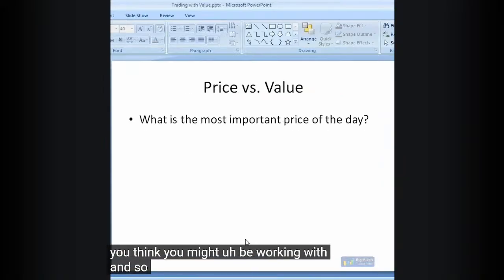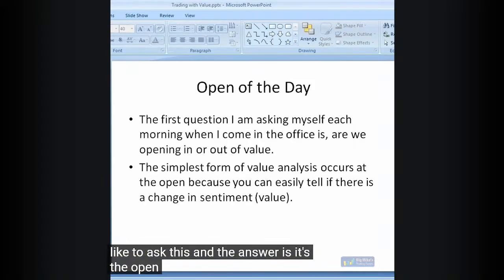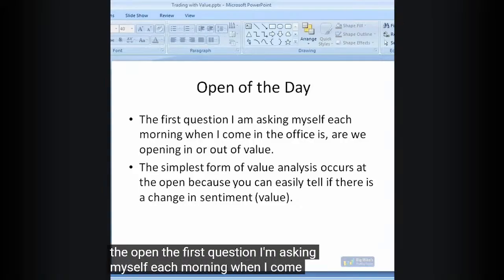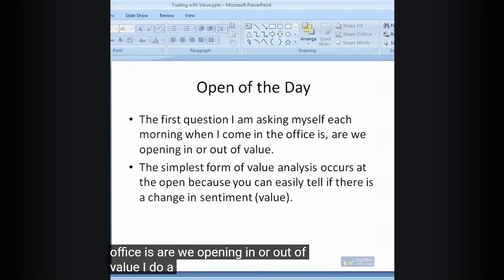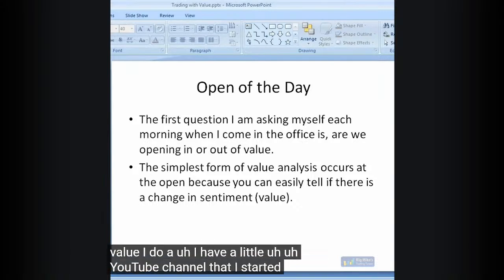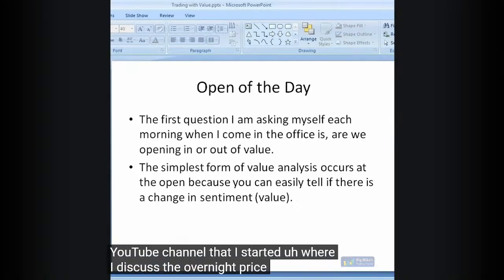And so price versus value, what's the most important price of the day? I always like to ask this. And the answer is it's the open. The first question I'm asking myself each morning when I come in the office is, are we opening in or out of value? I have a little YouTube channel that I started where I discuss the overnight price action, and I talk about where we are with respect to this whole value equation.